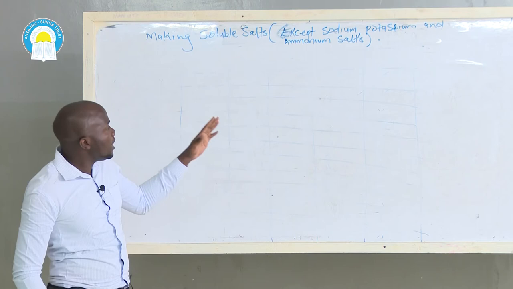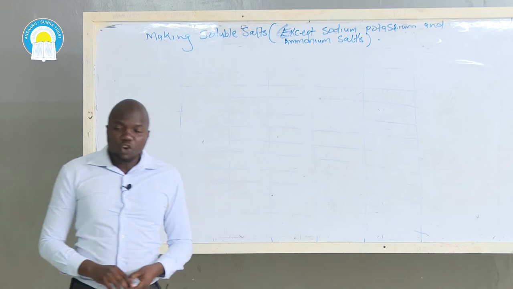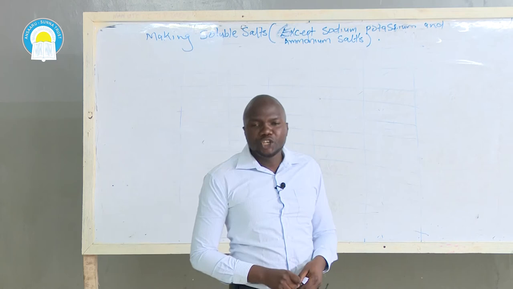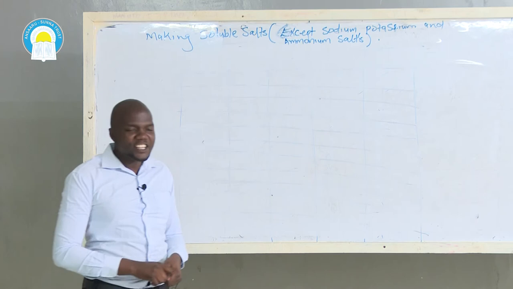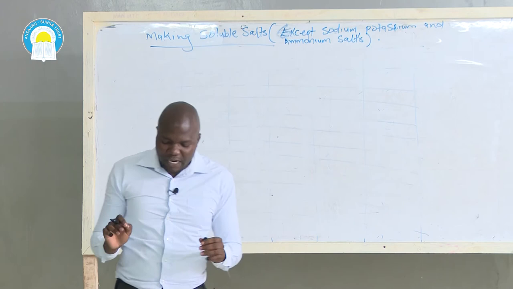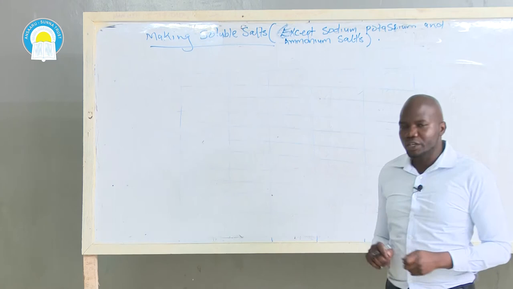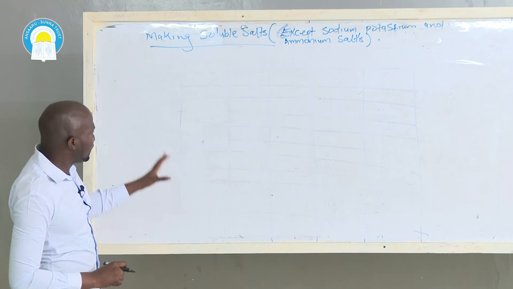So which methods can we use to prepare this salt? The common method that we use to prepare soluble salt involves reacting a solid with an acid. So I want to give here a summary of how we can prepare this soluble salt.